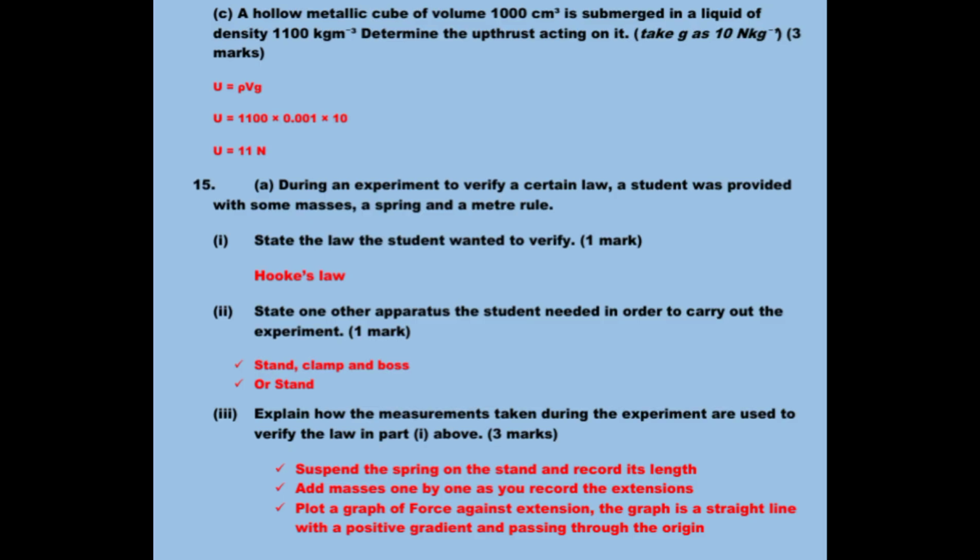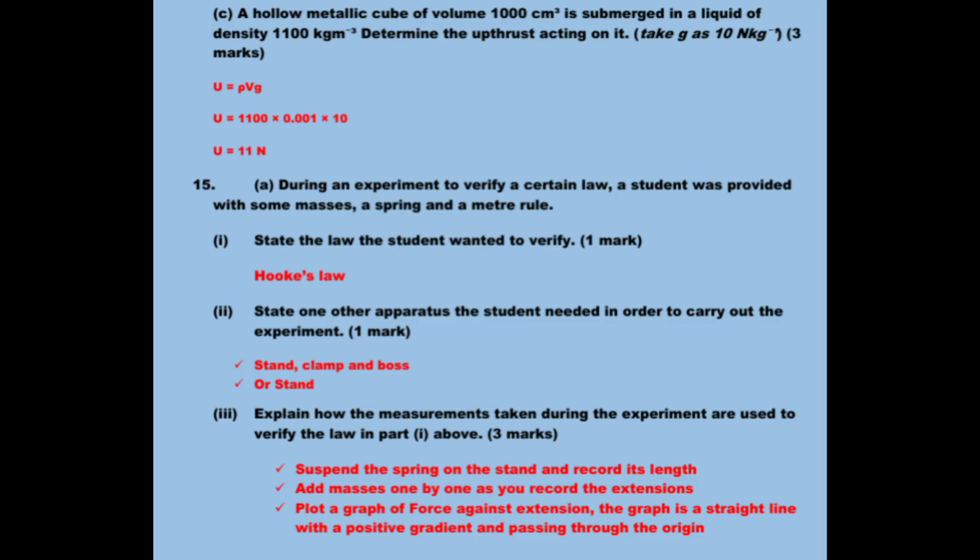Then Roman 2, state one other apparatus the student needed in order to carry out the experiment. So the other thing we needed is the stand, of course, or the clamp stand, or the Bose clamp stand. Then Roman 3, explain how the measurements taken during the experiment are used to verify the law in Roman 1 above. So how can we verify Hooke's law applying those values? The first thing is to suspend the spring on the stand and record its length.